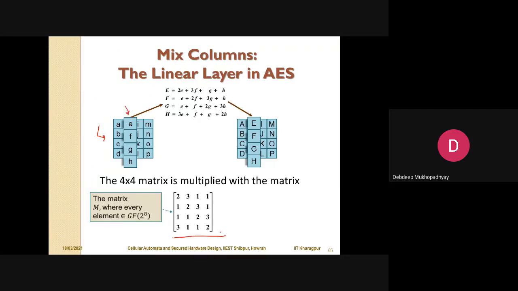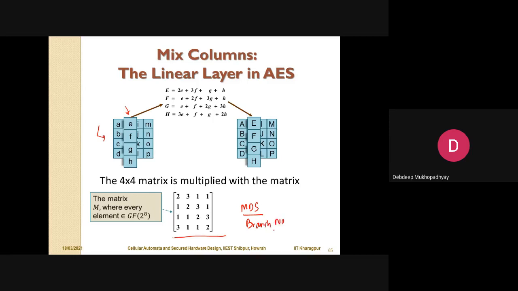This matrix has been very carefully constructed. In fact, it borrows its ideas from coding theory and is what is called a maximum distance separable code. Just to give you a quick perspective on the criteria of this design, it needs to satisfy a requirement called the branch number.